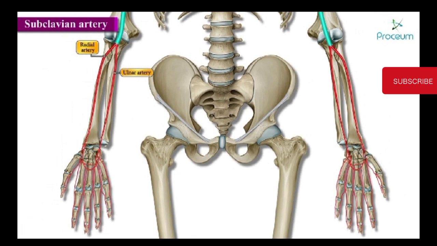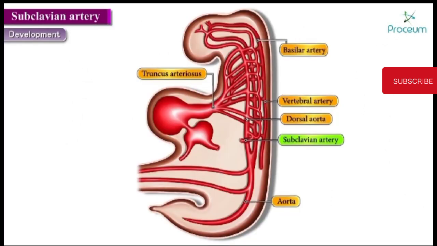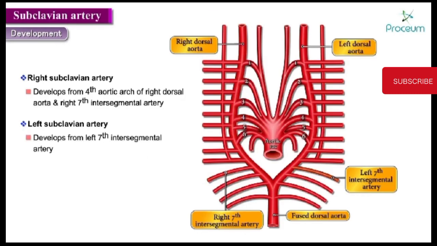Now we will talk about the development of the subclavian artery. The right subclavian artery develops from the fourth aortic arch of the right dorsal aorta and the right seventh intersegmental artery. Now the left subclavian artery develops from the left seventh intersegmental artery.